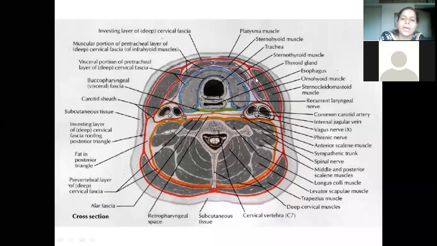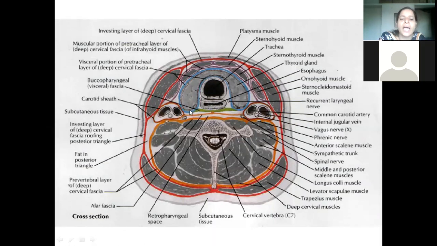So this red in color is the investing layer of deep cervical fascia. Around the thyroid gland, we have the pretracheal fascia. Behind the esophagus, we have the buccopharyngeal fascia. More behind, we have the pharyngobasilar fascia. Orange in color, we have the prevertebral fascia.